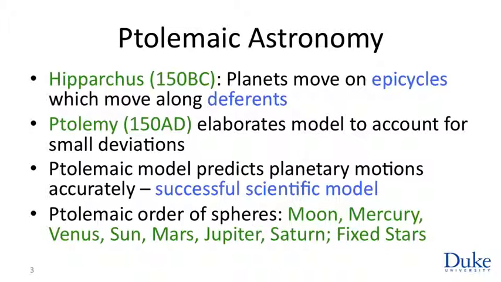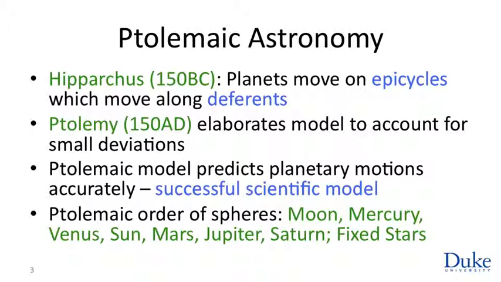For example, in order to understand why the sun does not move at a fixed rate around the celestial sphere, the solar sphere is a little bit off center. Its center is not exactly on the Earth. And there are various such elaborations. The end result is that the model is extremely successful.